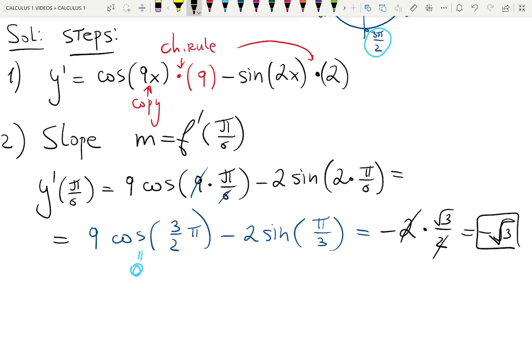Very interesting. If the slope is negative, that means the tangent line is decreasing. So it means it's going down. If you hike the mountain, it means you're hiking it down. I know it because the slope is negative.